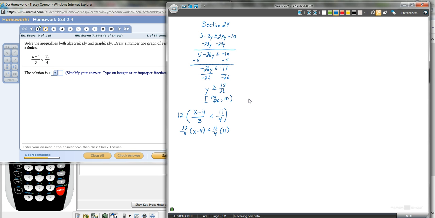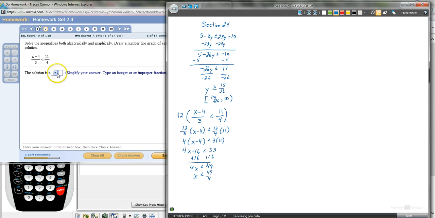And again, the idea is that we're going to get rid of the denominator. If you're not quite sure what number will work, you want the smallest number that both 3 and 4 go into evenly. If you're not sure, you can just multiply 3 by 4 and go ahead and use that number. So now we get 4 times (x minus 4) is less than 3 times 11, or you could just put that whole thing in your calculator and get a number. We're going to distribute, and then we're going to add 16 to both sides. So we get 4x is less than 49, and then we get x is less than 49 over 4.